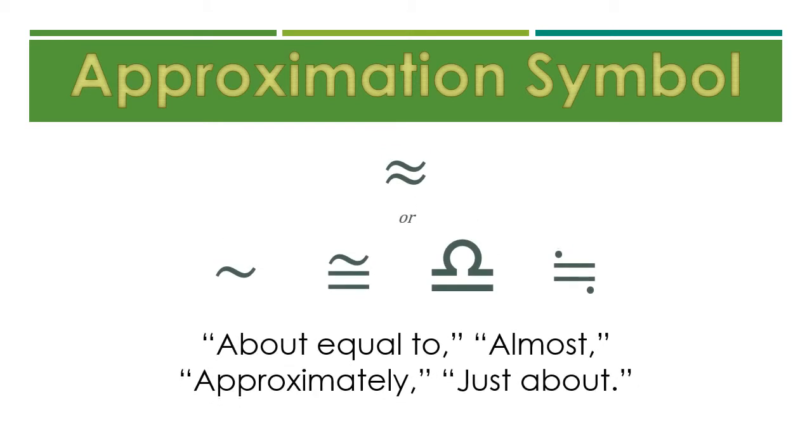There are many, perhaps too many, approximation symbols. The most common way that I see it is just this bent sort of equal sign, but I also do see it quite often as this, and thirdly I will see it in this form. So I would say that the three most common ways you're going to see approximation are as follows. Approximation means about equal to, almost, approximately, or just about. We can't say that it's equal because it's not the same thing, but we can tell you how close it is with these approximation symbols.